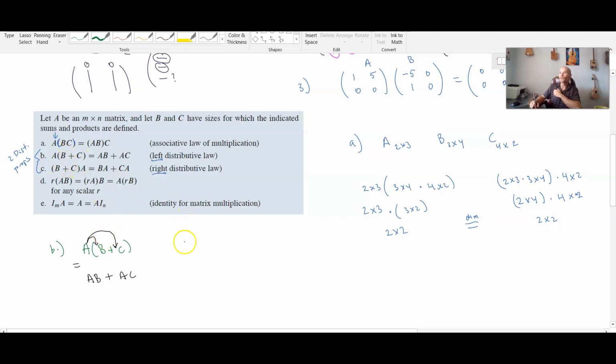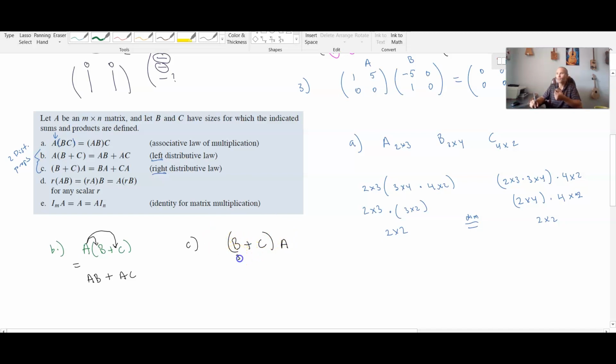That's as opposed to the right distributive property. As long as you remember that you cannot commute, you cannot push a matrix past another matrix in terms of a product taking place between those two matrices, then everything will work out fine. B plus C times A. Now you can't move the A matrix to the front because it may mess up the dimensions.